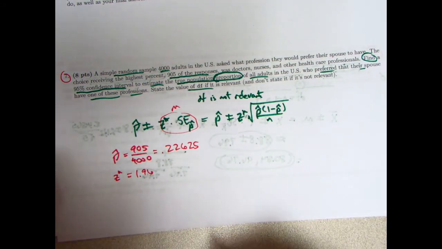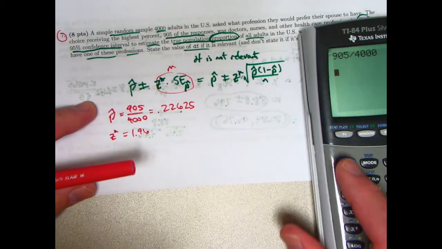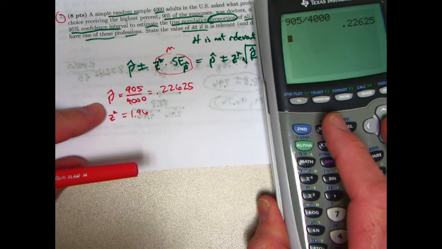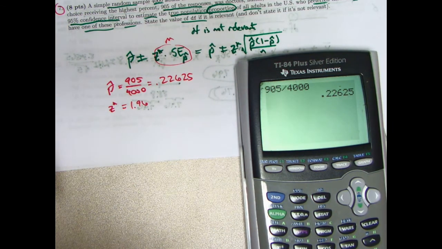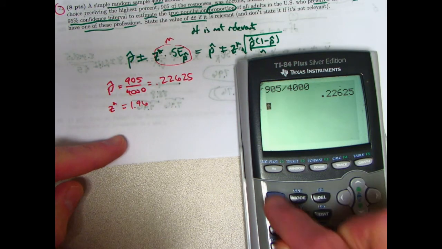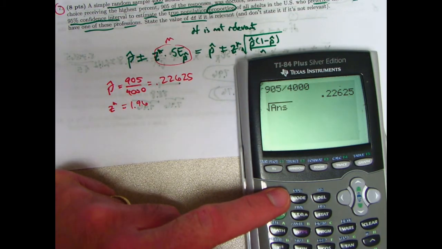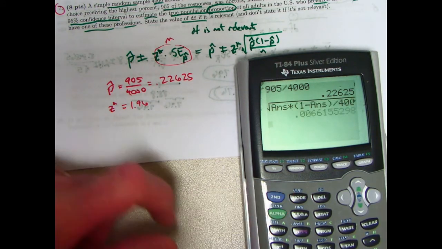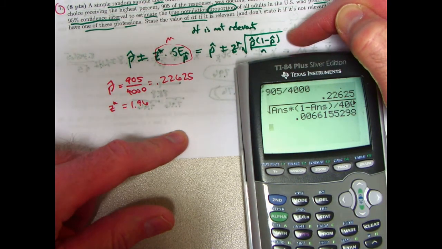All right, let's go ahead and calculate the standard error and then multiply it by Z star and then include the 0.22625 in there. So I have p hat in here. It's an estimate, a point estimate for p, the unknown population proportion. I can do a square root right off the bat of this previous answer, 0.22625, times 1 minus the previous answer, divided by n. N is 4,000. Looks like this square root is about 0.0066.